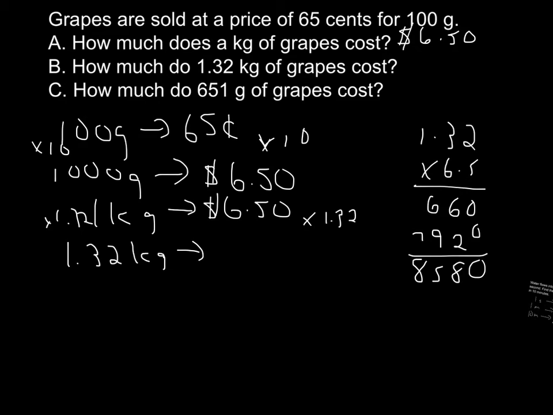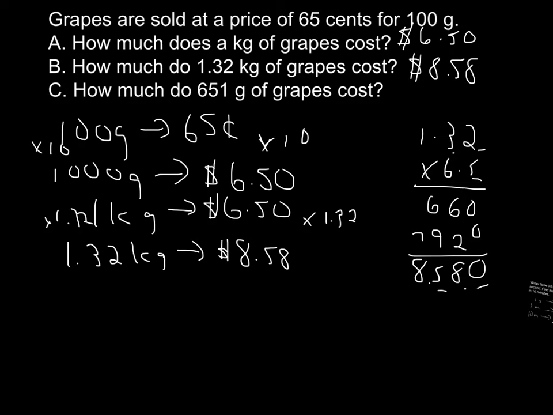8,580. And I see that there's 1, 2, 3 decimal places. So I go 1, 2, 3, and that's where I put my decimal. And so the answer is 8.58, or we would say that as $8.58. Finally, the one that actually gives us the most challenge is to find out 651 grams of grapes.